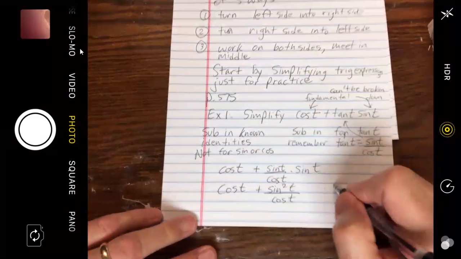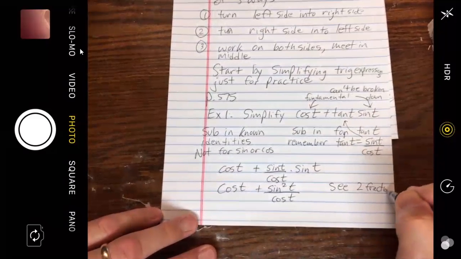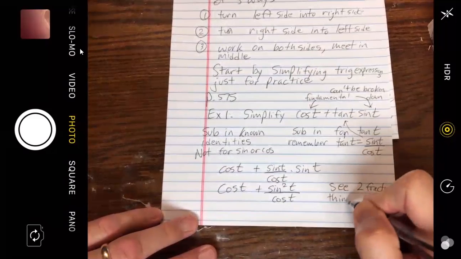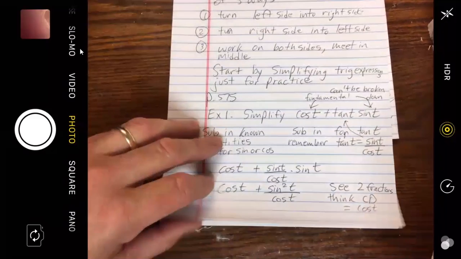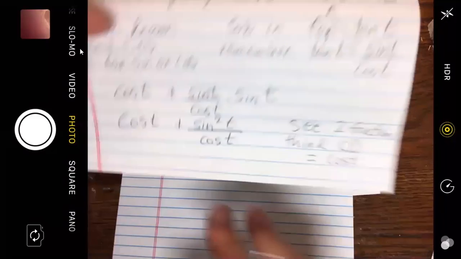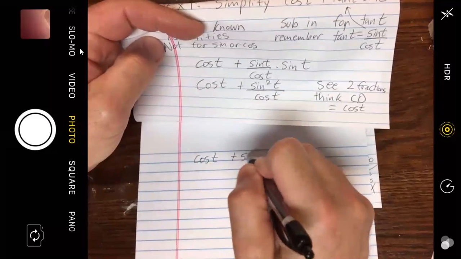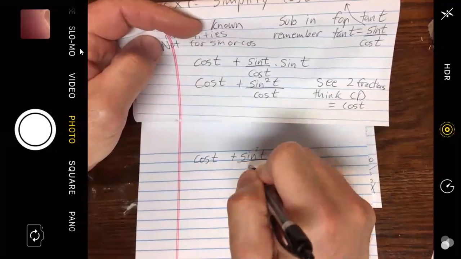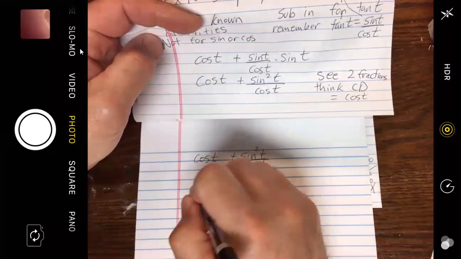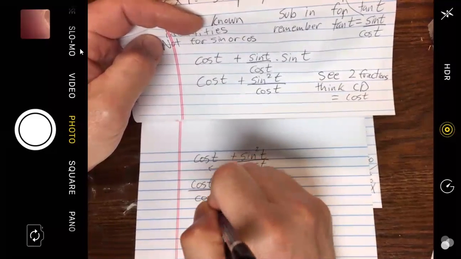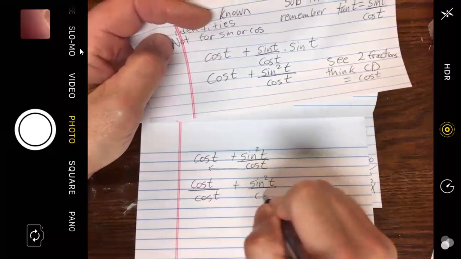When you see two fractions, think common denominator, which is equal to cosine t. So you wind up with cosine t, sine squared t over cosine t. You're going to put this over there, cosine t over cosine t, plus sine squared t over cosine t.